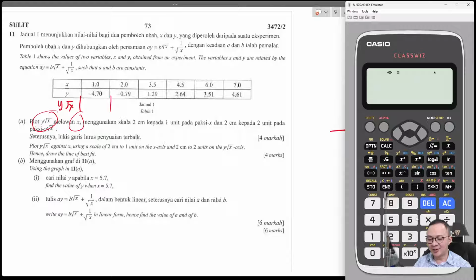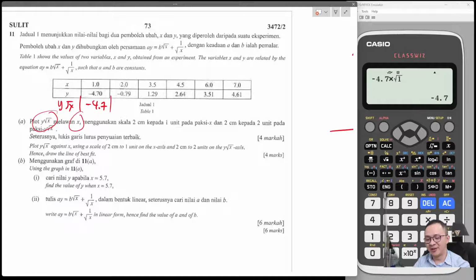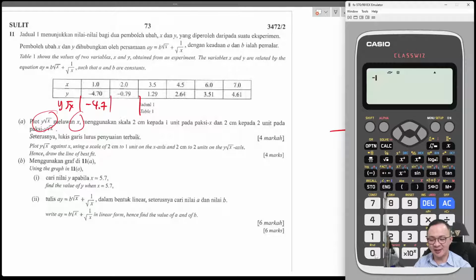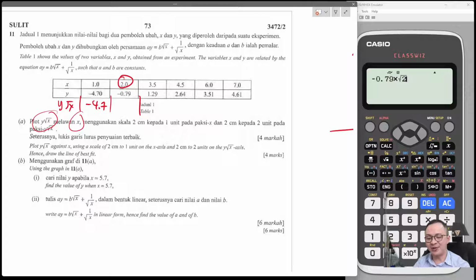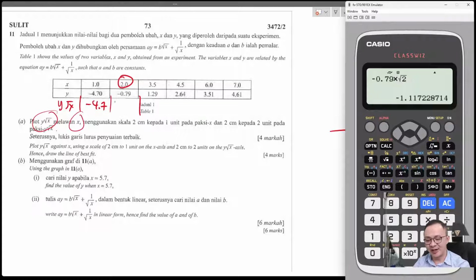In your calculator, you insert the y value, like negative 4.7. And then you multiply the square root of your x value, which is 1. Then you get the first one, negative 4.7. Then the second one, you do the same thing, negative 0.79. And then multiply the 2, because the x value now is 2, isn't it? Then you get the next one. 2 decimal will be good, 1, 1.